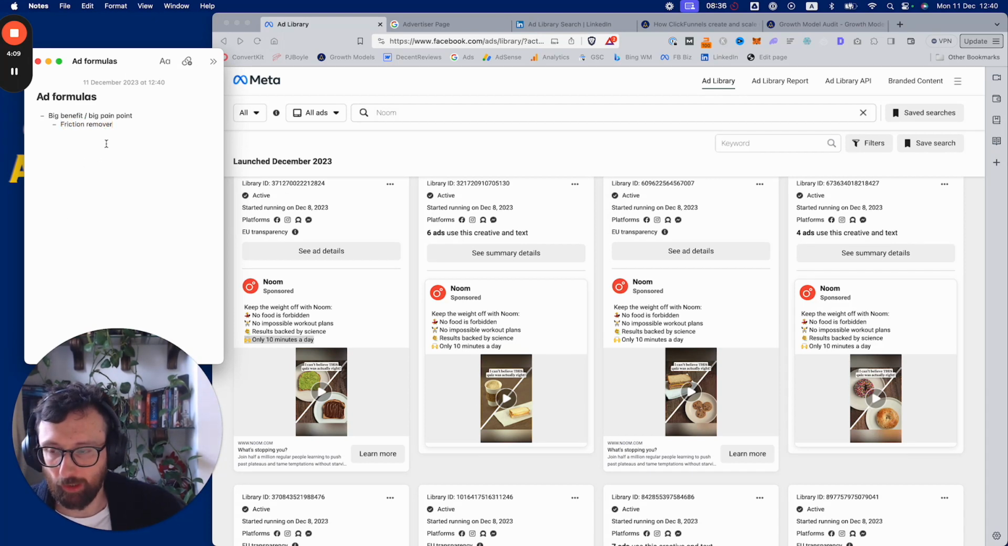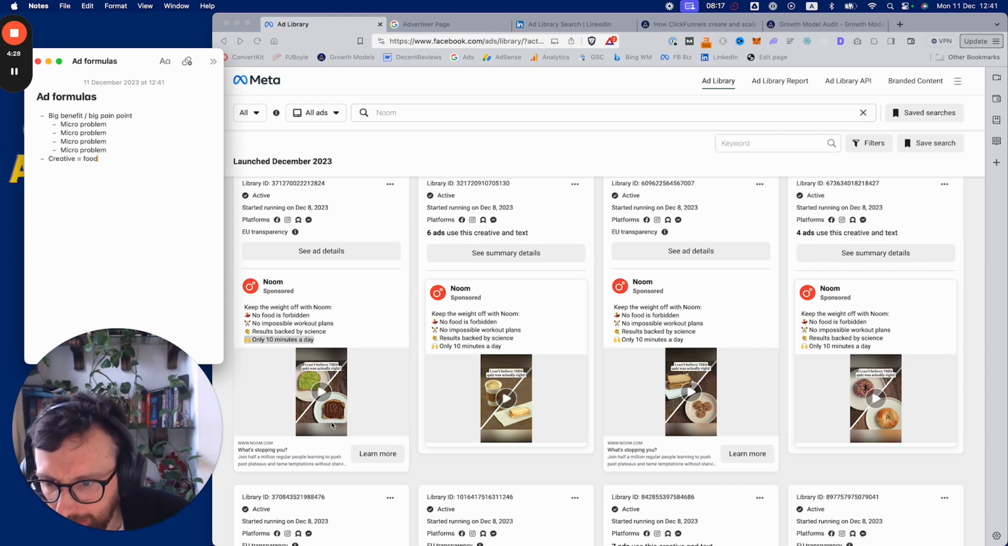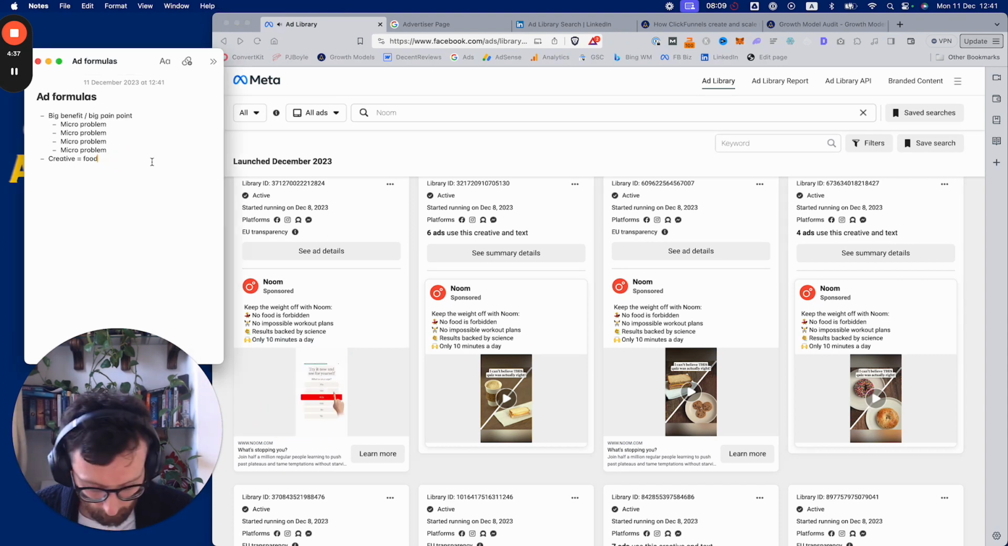Friction remover 1, 2, 3, 4, and it's going to be sort of a micro problem, and then I'll make a note that the creative is food, and I can't believe this quiz was actually right. Okay, so it's talking about the quiz, which you talked about, and then food and quiz, which is the next step. There you go. Because it's being used multiple times, that is potentially a formula that we can use, right?